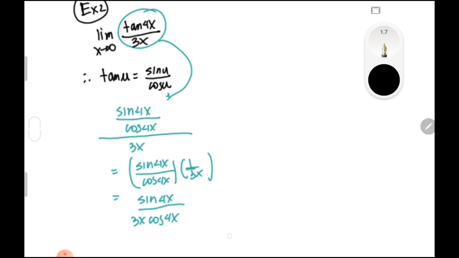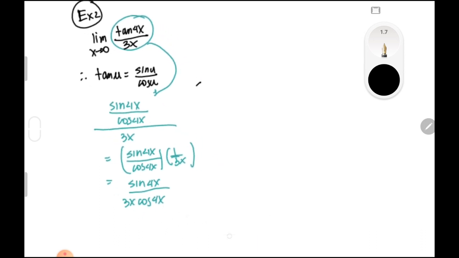So how do we solve this? As I have said, go back to our first theorem of limit, wherein we have sine u over u as u approaches 0.